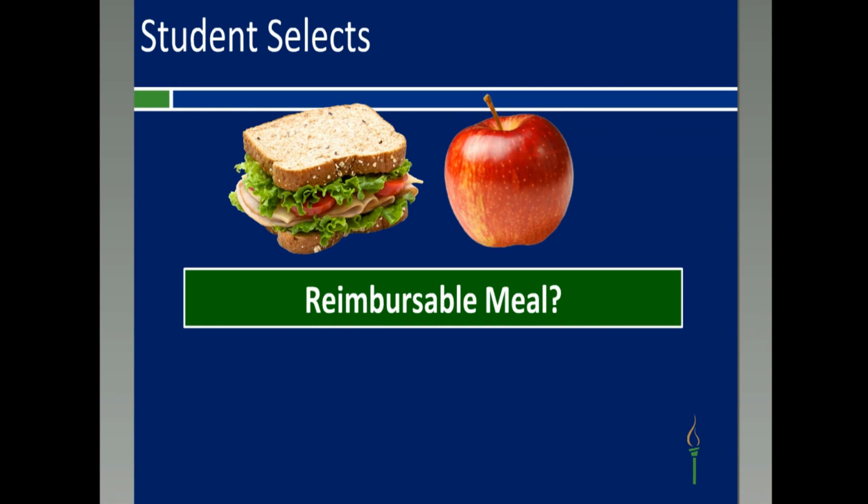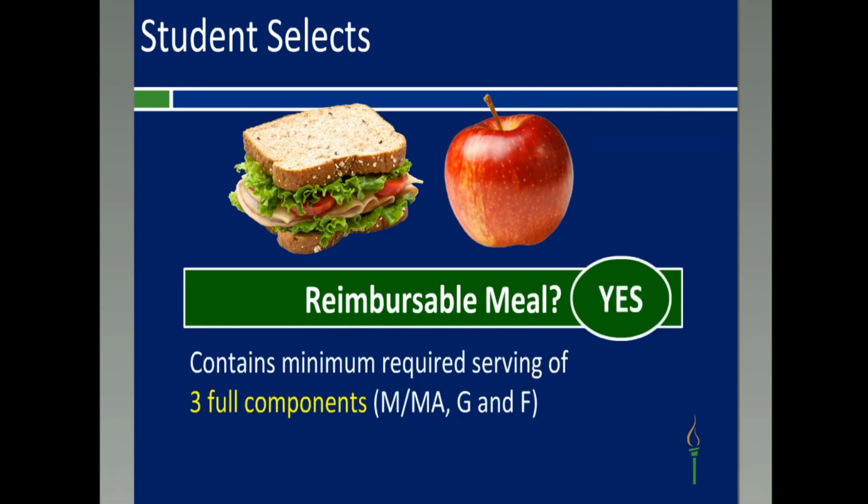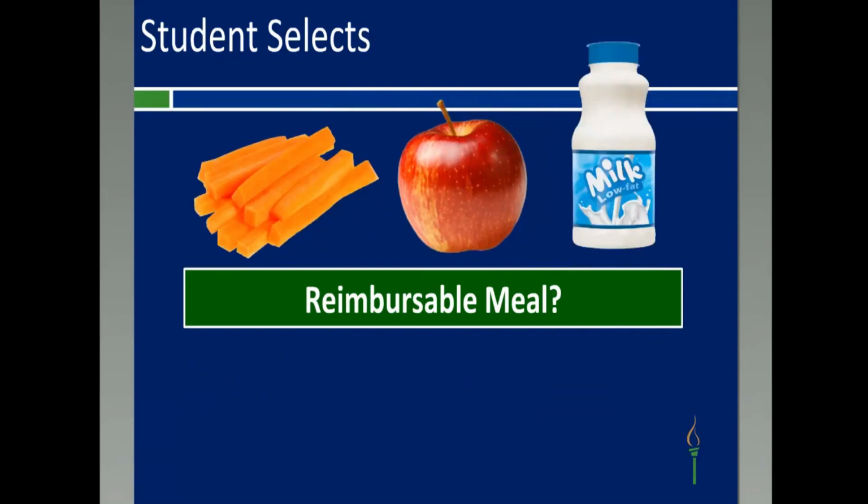So if the student were to select this as their reimbursable meal, could we claim this for reimbursement? The answer is yes. The student is taking 3 full components. The bread as the grain, the turkey counts towards the meat, and the fruit at half cup.